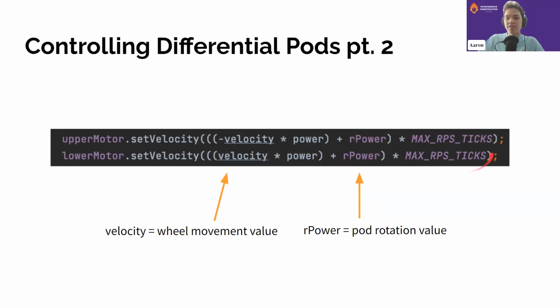And then the max RPS ticks is there because we use a set velocity method from the DC motor EX, which allows the motor itself to use a PID controller to make sure it's turning at the right velocity. So by multiplying it by the max rotations per second, we convert it from just a 0 to 1 power to a power that can be used by the set velocity method.